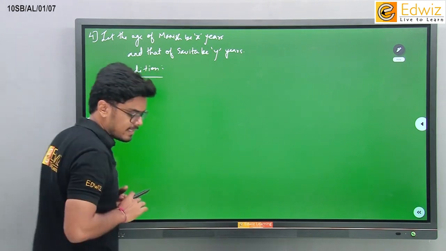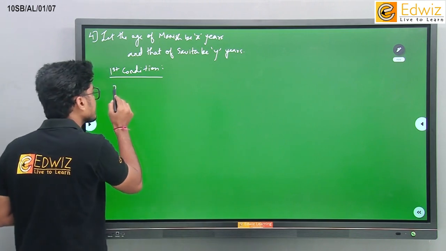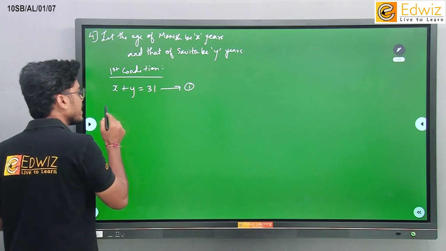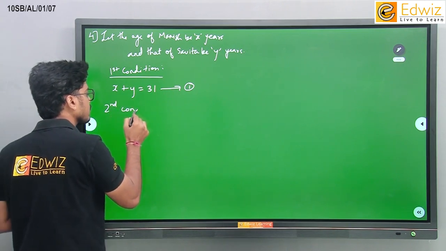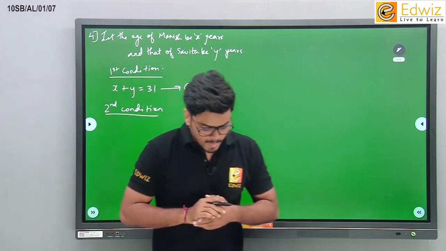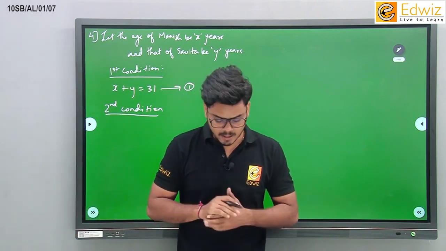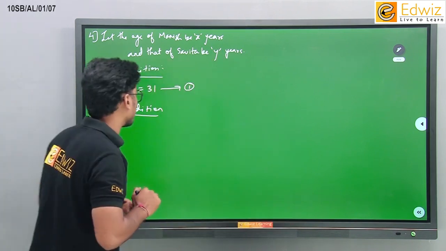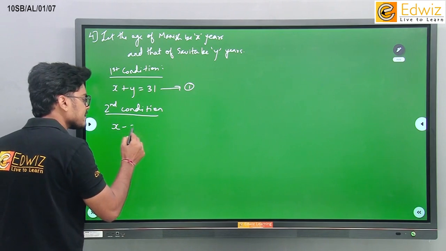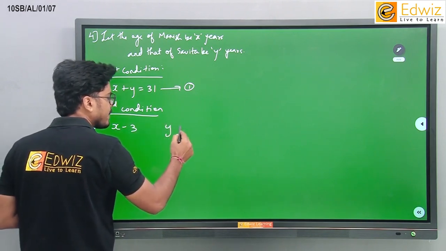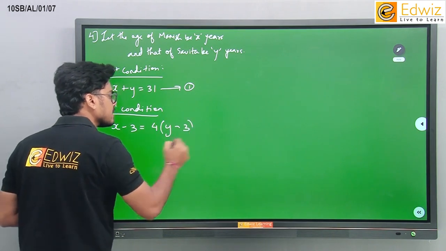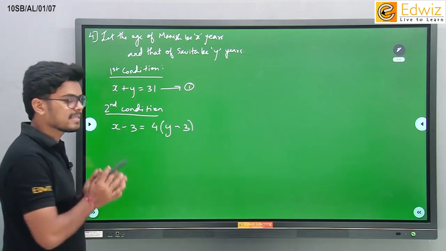That the sum of their ages is 31, therefore x plus y equal to 31. This is my first equation directly. Okay, and the second condition says Manish's age 3 years ago was 4 times the age of Savita. So 3 years ago, Manish's age will be x minus 3, Savita's age will be y minus 3, but Manish's age is equal to 4 times the age of Savita. This becomes my second equation.